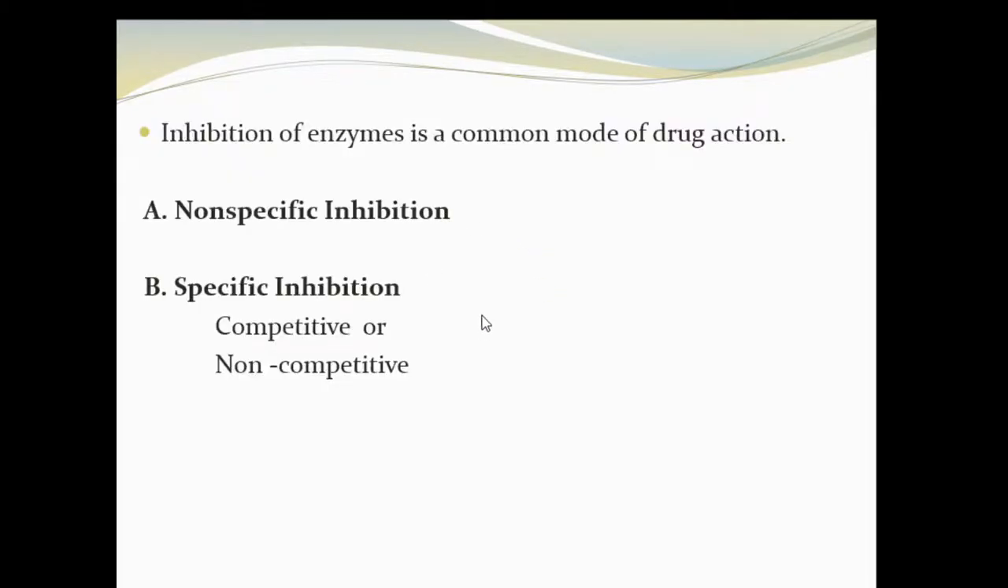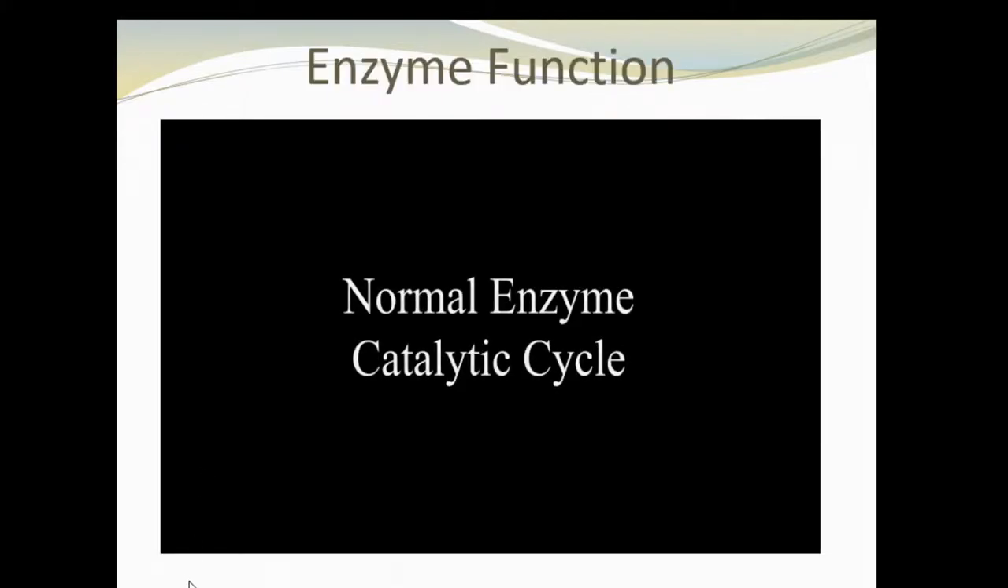So by this we can either stop the enzyme or we can stimulate the enzyme. So since, as I told you earlier, stimulation is not possible, maximum drugs will inhibit the enzymes. There are two types of inhibition, non-specific inhibition and specific inhibition. Again, this specific inhibition has two categories, competitive inhibition and non-competitive inhibition. So we will see an animation of enzyme.